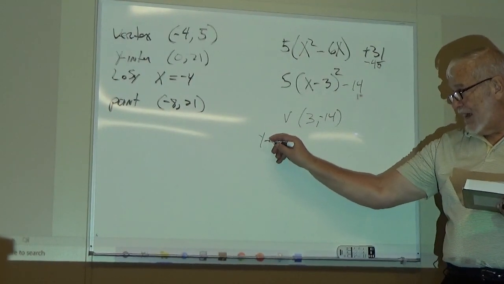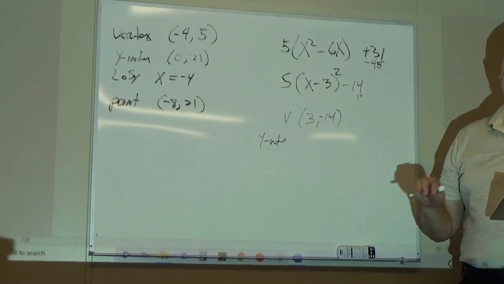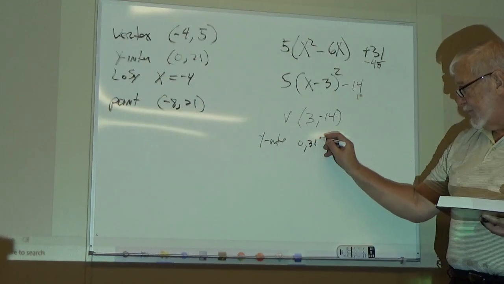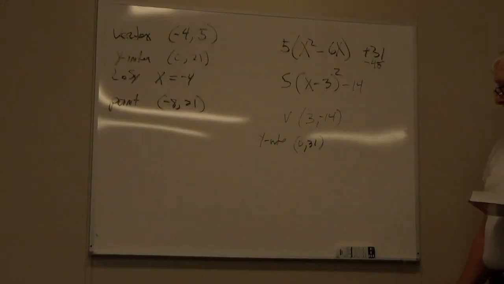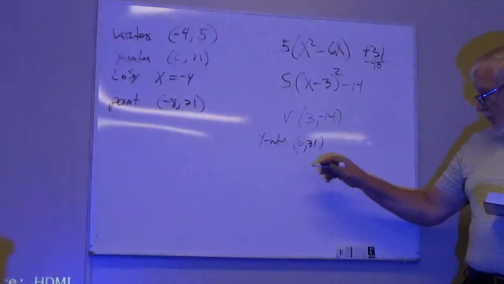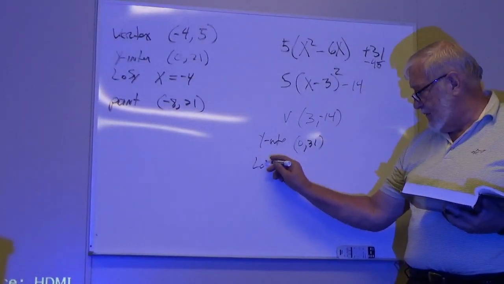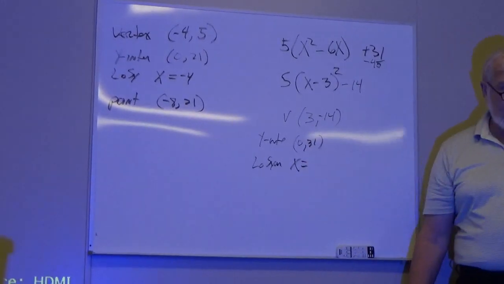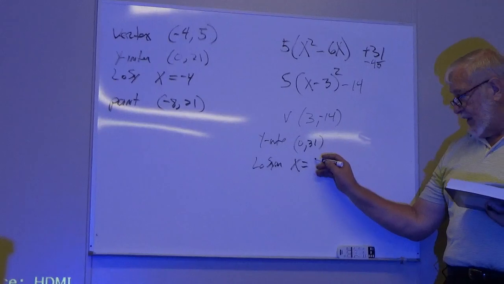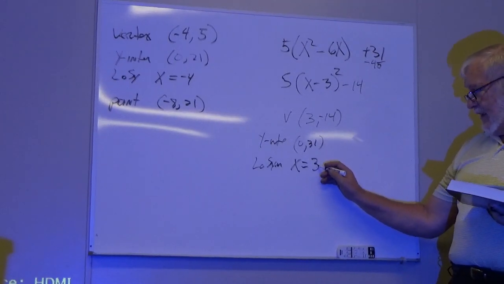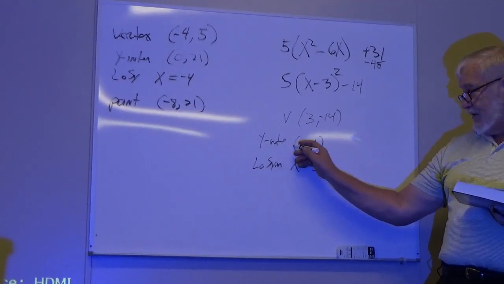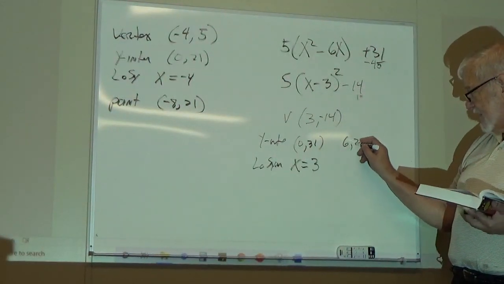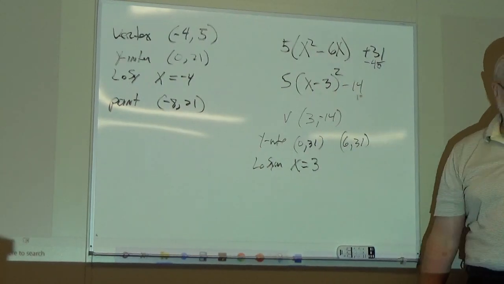My y-intercept, I've got to get from the book, will be 0, 31. Okay, now, where's the line of symmetry? X equals what? 3. X equals 3. So if x equals 3, I go in the negative direction to get to the 0, so that means I'll come in the positive direction, and I'll have 6, 31 as another point on the graph.